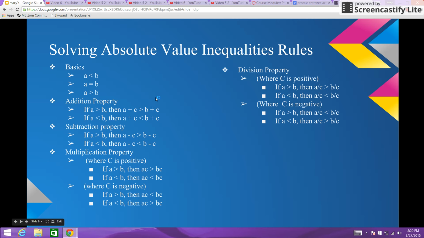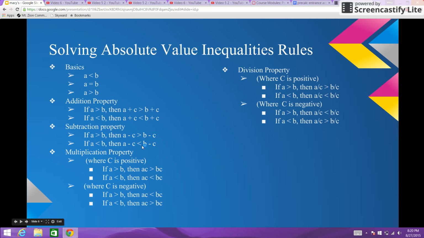And then if A is less than B, then the sum of A and C is going to be less than the sum of B and C. So two less than signs. For subtraction, if A is greater than B, then the difference of A and C is going to be greater than the difference of B and C, so two greater than signs. And then if A is less than B, then the difference of A and C is going to be less than the difference of B and C, two less than signs.